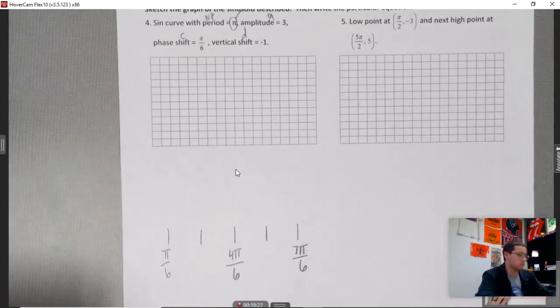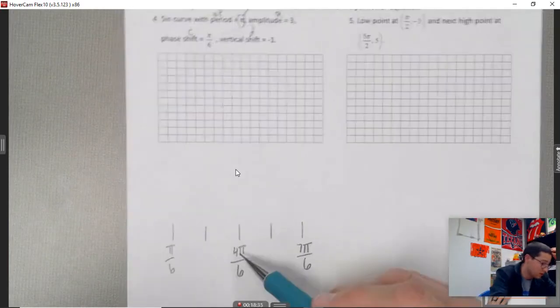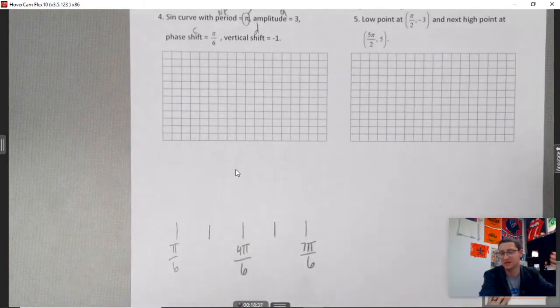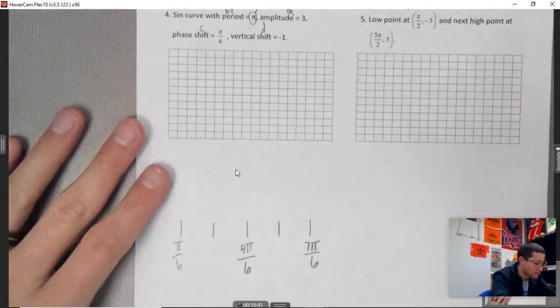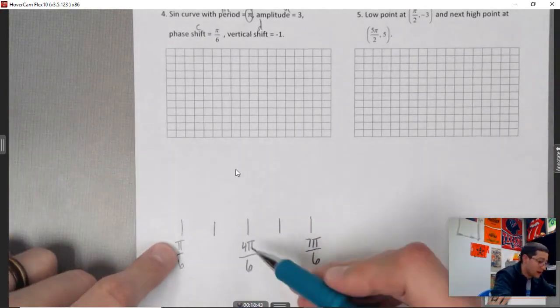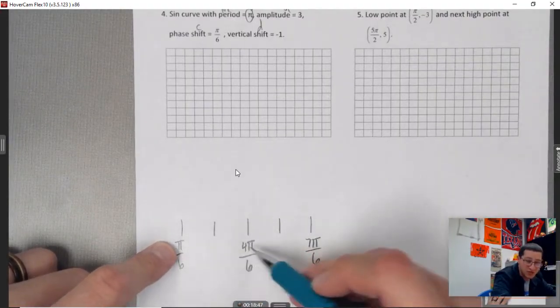Okay? Definitely with these questions, if you want to leave it as better fractions that work with you, go for it. Converting, sometimes I think converting is a little bit excessive if you ask me. There's nothing technically wrong with this. All right. Anyways, so from pi to 4 pi over 6, we're adding 3 pi over 6 in between here. So you got to be careful.